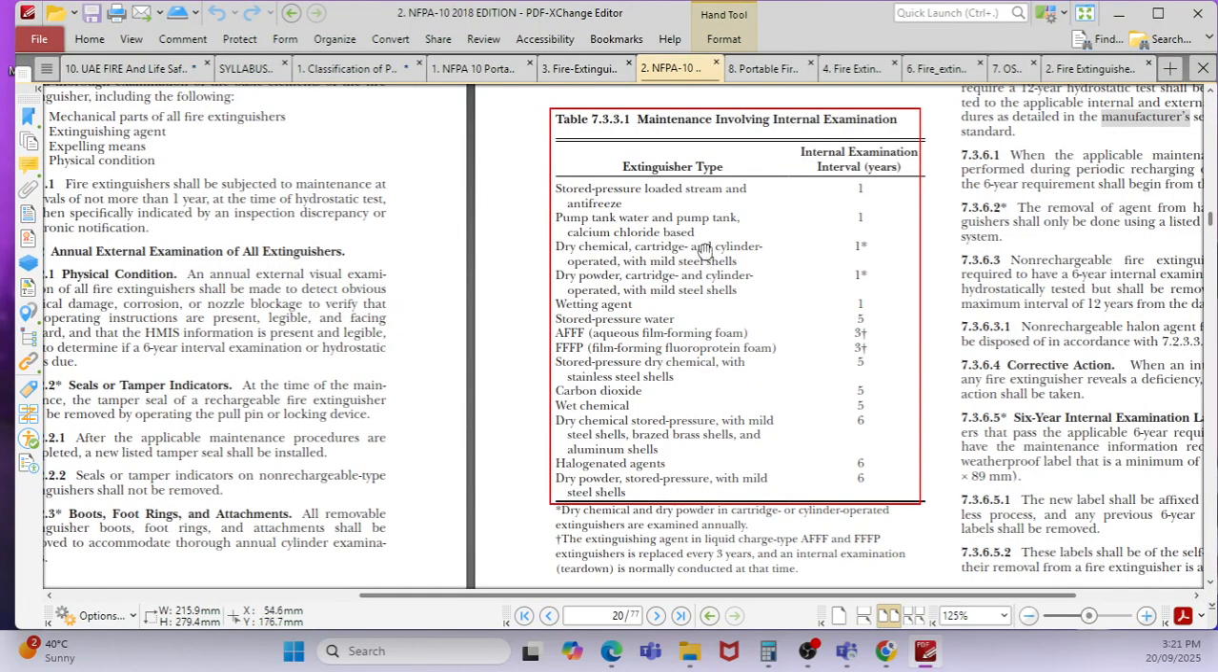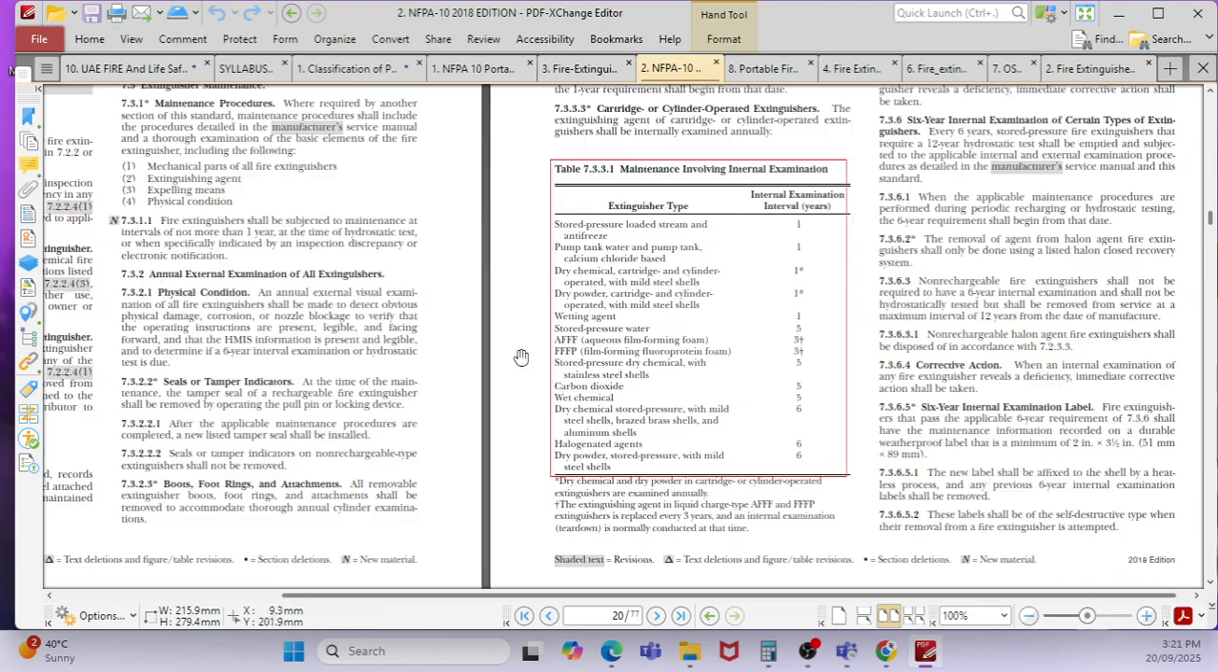This is a maintenance interval. Okay, your inspection should be done every 1 year. In a year, one interval examination, or 3 times, or 5 times, or 6 times.